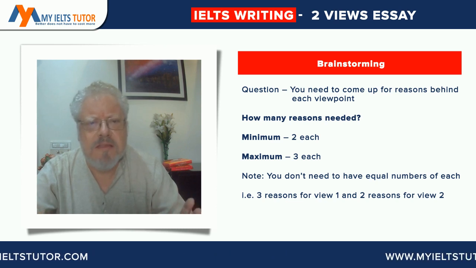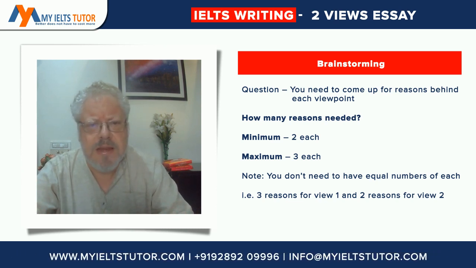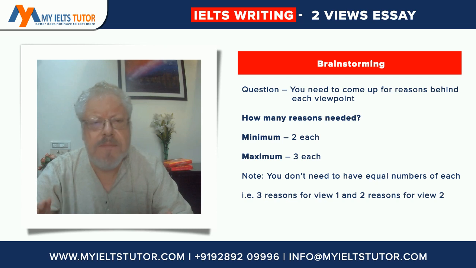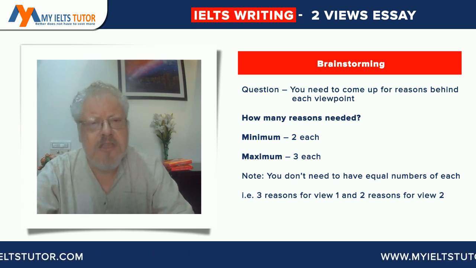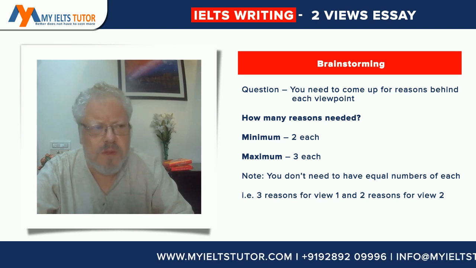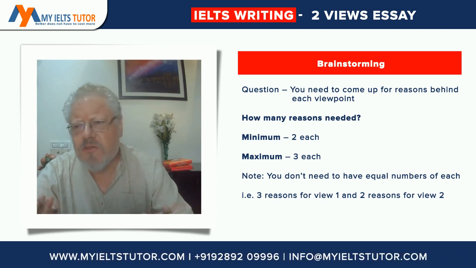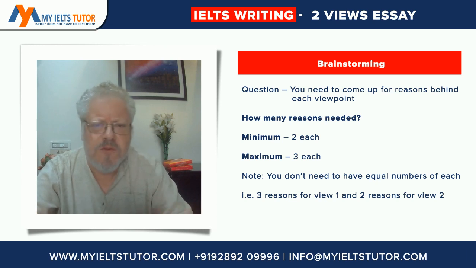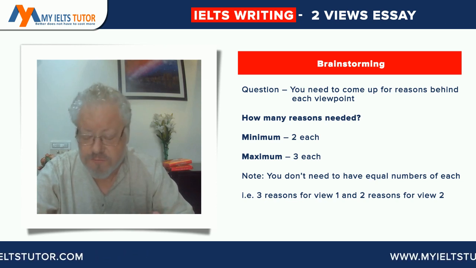Now, consider the time you have to write. 30 to 35 minutes, that's not a lot of time to write a lot of reasons for a particular viewpoint. So keep it to 2 minimum, 3 maximum, okay? And you don't have to have equal number of reasons for each view. You could have 2 reasons for view 1, 3 reasons for view 2, and vice versa. So keep in mind, you don't have to have equal number of reasons for each view.